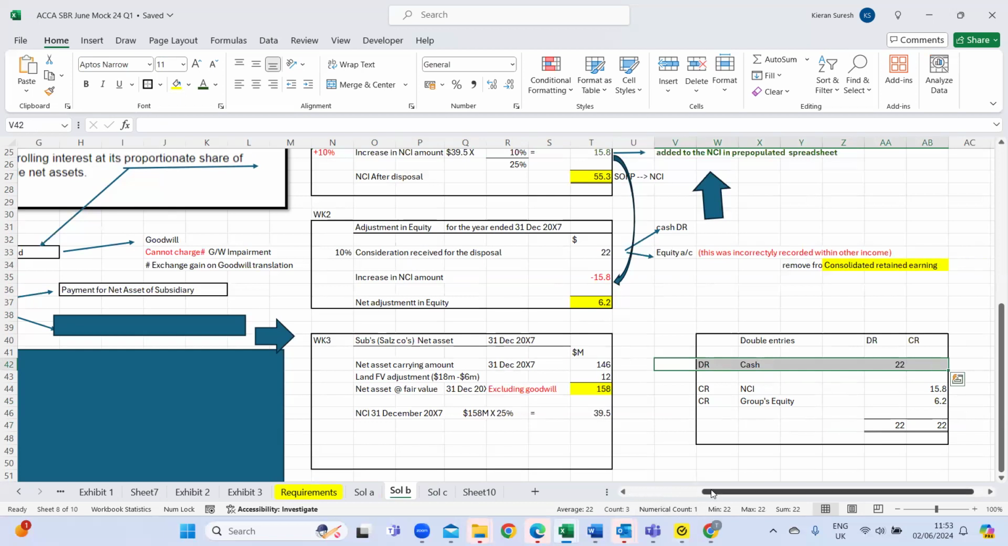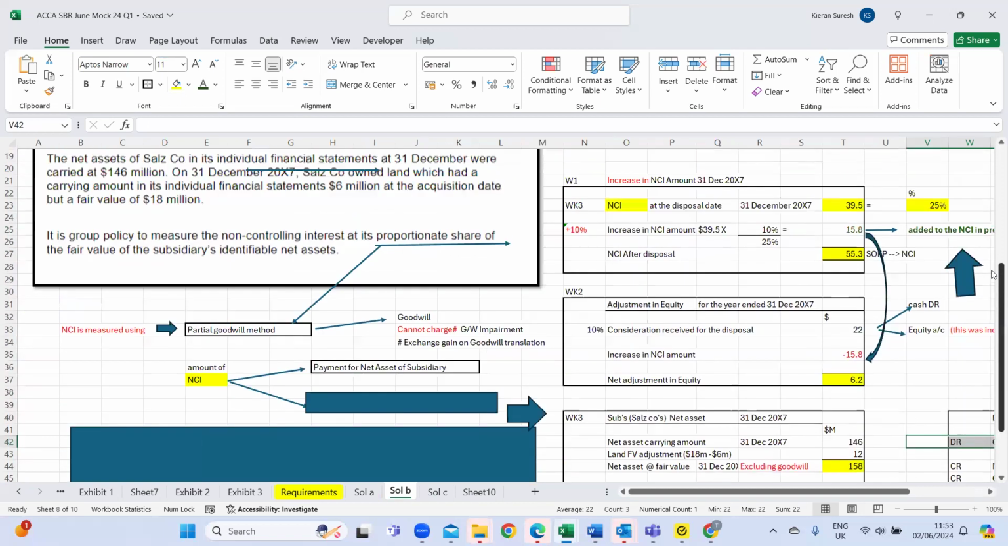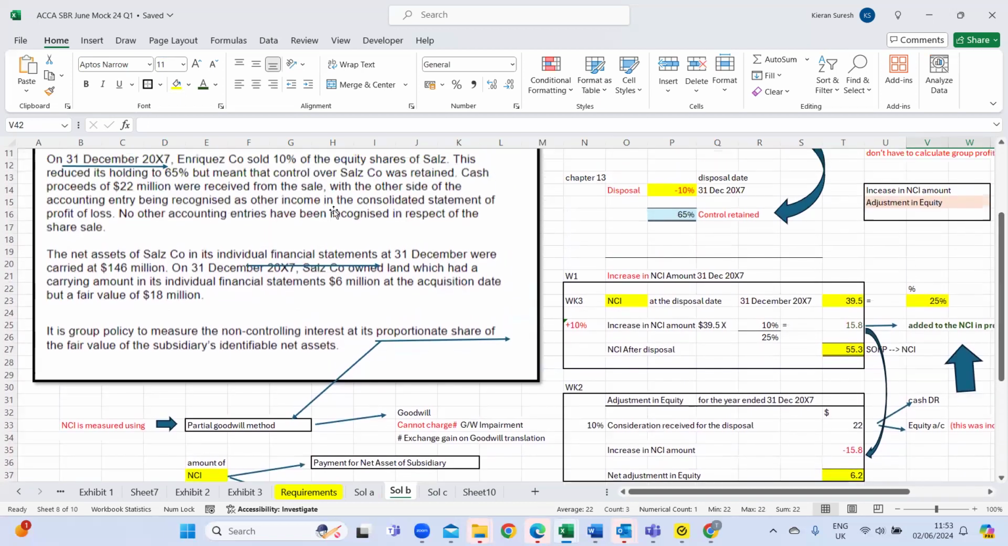So if I just go back again, with respect to cash figures, what they said was this: the cash proceeds of 20 million were received from the sales, with the other side of the accounting entry being recognized as other income in the consolidated statement of profit and loss. No other accounting entries have been recognized in respect of this share sale. So when they say no other accounting entries, they have done the cash entries, but accidentally, instead of crediting the equity, they went and credited the other income.